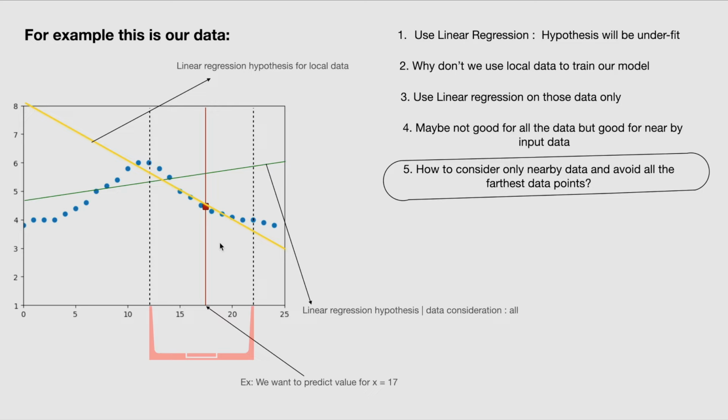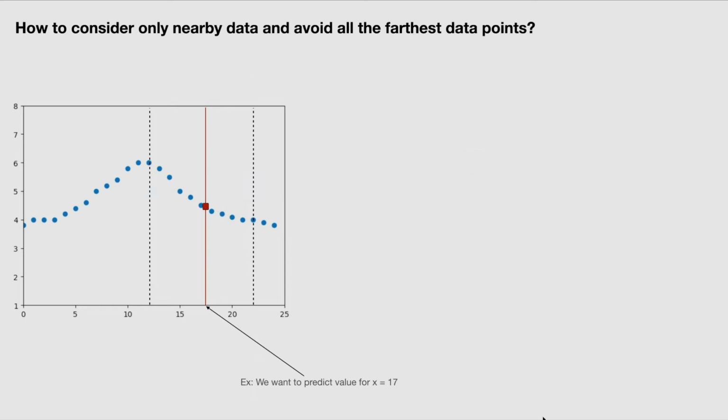So how do we consider only nearby data and avoid all the furthest data points? That is our next task. Let's clean up the graph and think about it. Our attention point is x equals 17, and somehow we want to consider only nearby data and avoid all the furthest data points. Suppose we calculate xi minus x, where xi varies from 0 to 25 and x is our attention point.